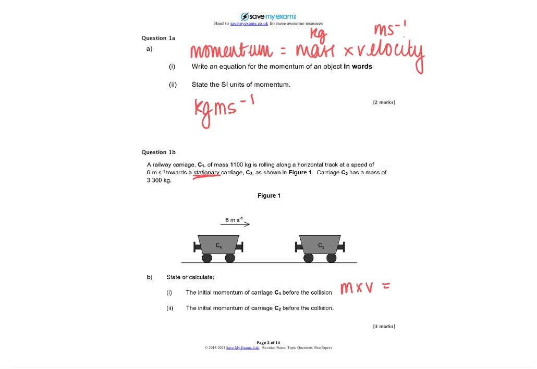So for C1, its mass is 1,100, and we're going to times it by the speed that it is going. So the momentum is going to be 6,600 meters per second. Part II, the momentum of C2 is going to be 0 kilogram meters per second because it is stationary. So we'd do its mass times its velocity, but its velocity is 0, so its momentum is going to be 0 as well.